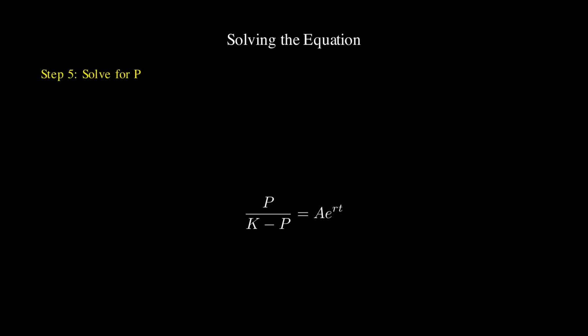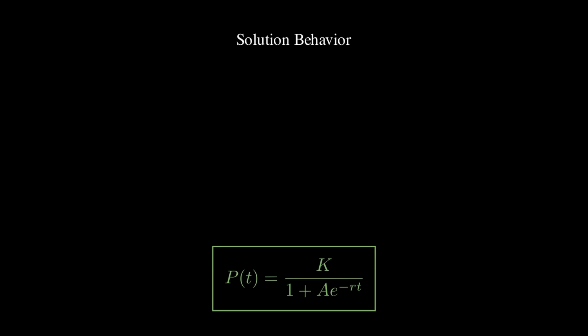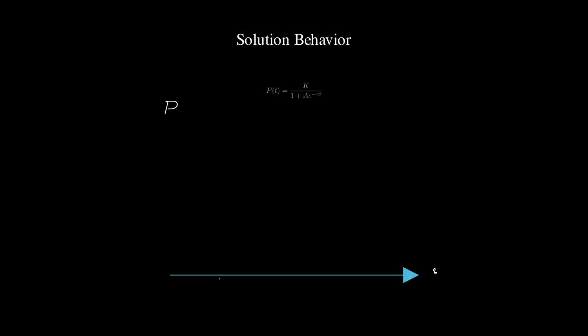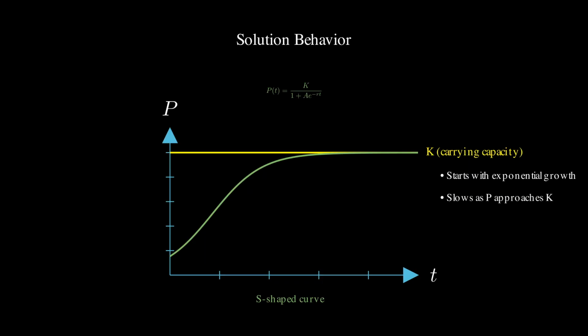Now we can simply solve for p using a bit of basic algebra, and what we'll find is that p equals k over 1 plus a e to the negative rt, where k is our carrying capacity, a is our constant, and r is our population rate of growth. We can plot the solution on a graph of p versus t to see how it behaves. Near t equals 0, where p is still small, we see that the growth is pretty much exponential, as we should expect. But as p gets large, it reaches a horizontal asymptote, and it never exceeds k. This S-shaped curve is known as a sigmoid curve because it starts with exponential growth and slows as p approaches k.